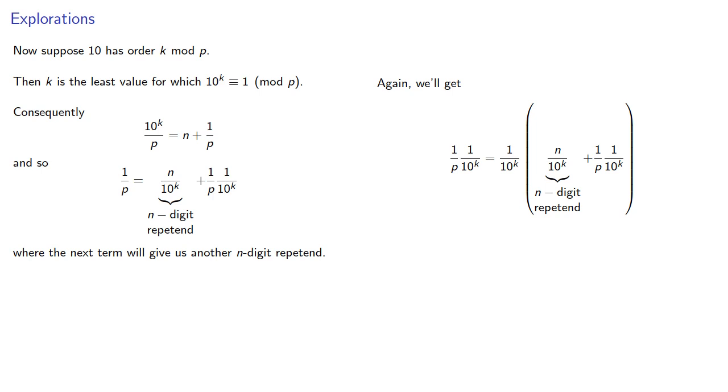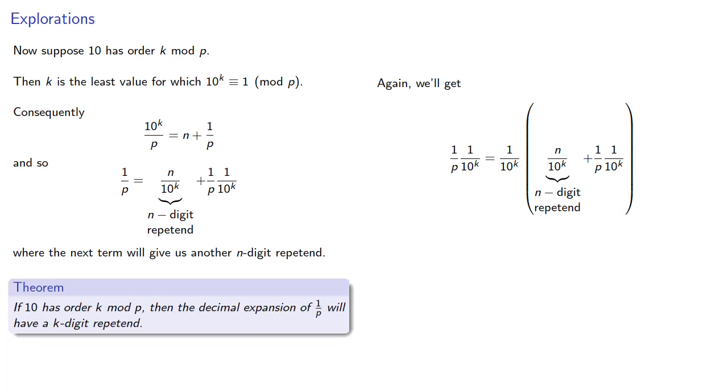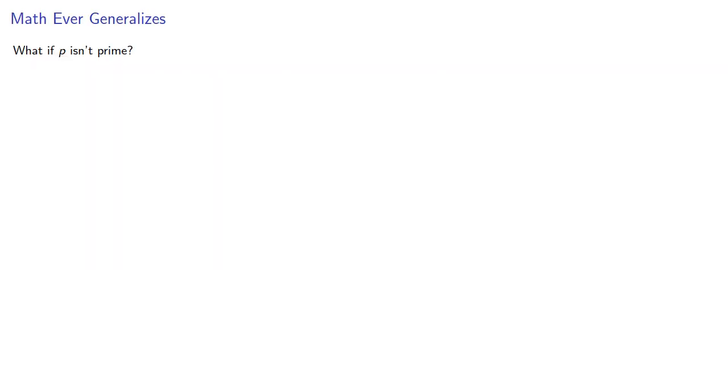And so if 10 has order k mod p, then the decimal expansion of 1 over p will have a k-digit repetend. So what if p isn't prime? We can still find the order of 10 mod p, as long as the greatest common divisor of 10 and p is 1.